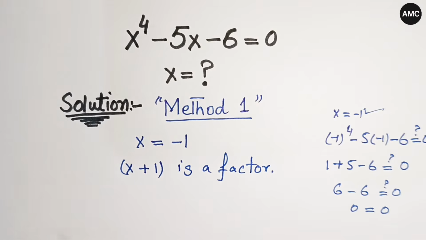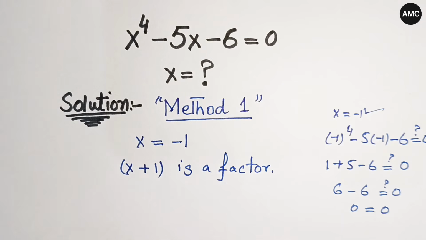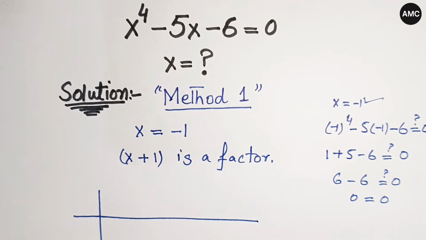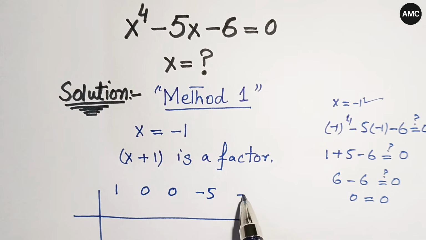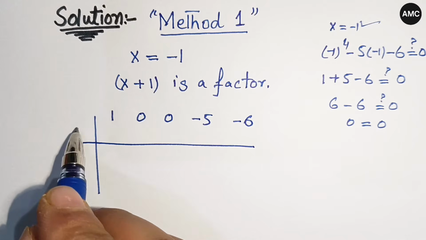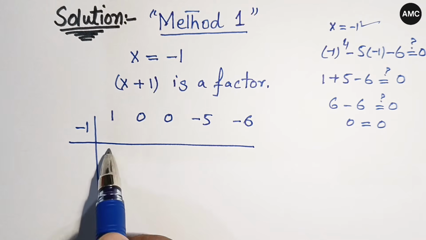Here we see that we have x to the power 4 and x to the power 3, and x squared is missing. So we are going to write according to synthetic division: the coefficient of x to the power 4 is 1. And here instead of x cube, we put 0, and for x squared again 0, and the coefficient of x is minus 5 and the constant is minus 6. Now as our first factor is x equal to minus 1, according to synthetic division, this one we write as it is.